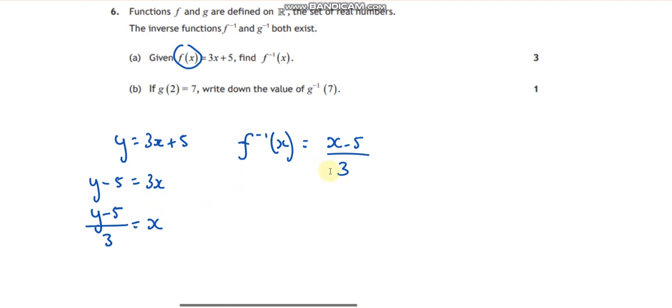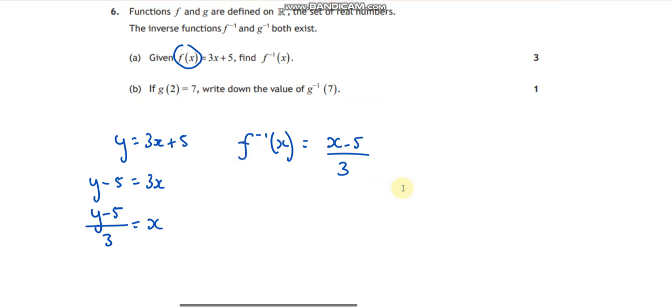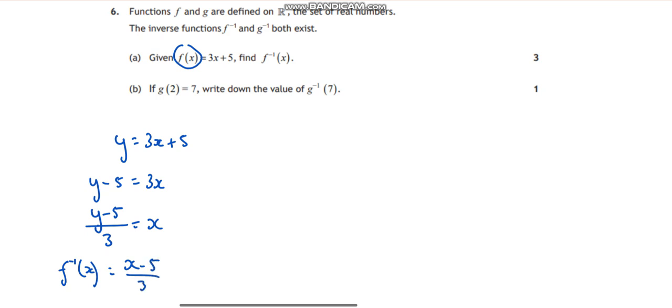I think I might actually scroll down and just put that in. I can drag this. Oh, why can't I drag that? Anyway, I'll just write it below, so you can see it, sorry. Okay. So f negative 1 of x is equal to x take away 5 over 3. So I've changed the y to an x, and I've changed my x to be the inverse function.